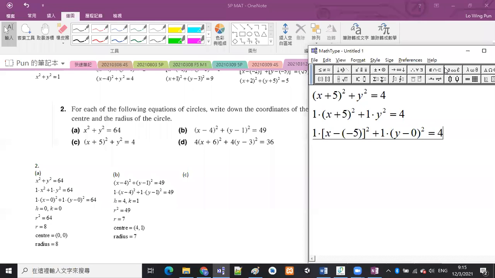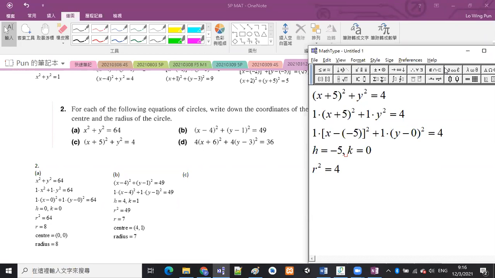Okay, because y minus 0 is just y. And then we just change the y to be y minus 0. Now it is in a good form. And then we can write down the h value, the k value, and the r value. So h is equal to -5, and k is equal to 0. And then r square is equal to 4, right?